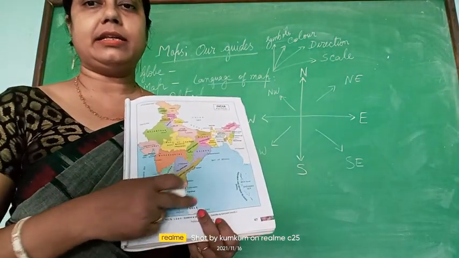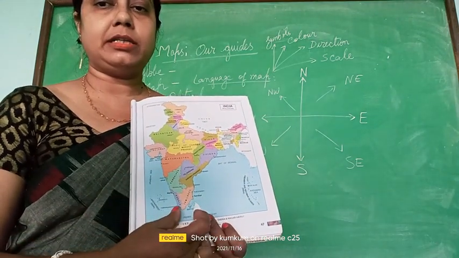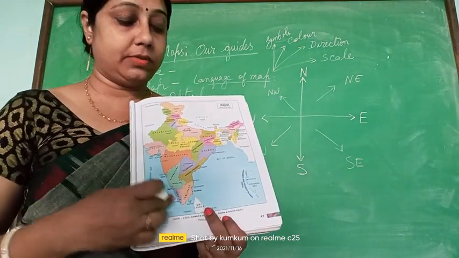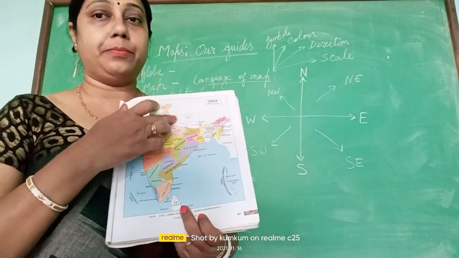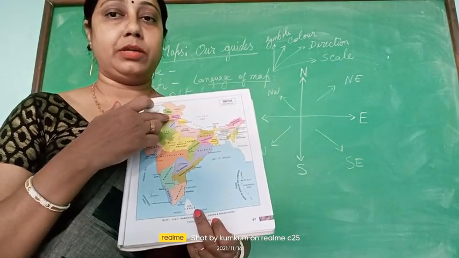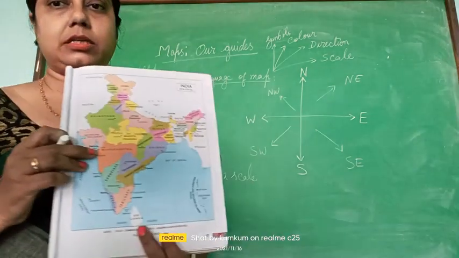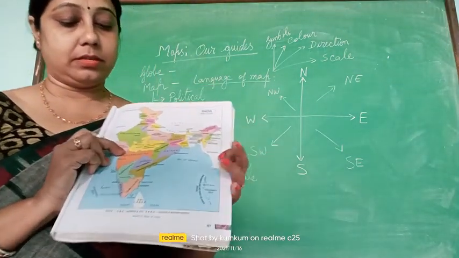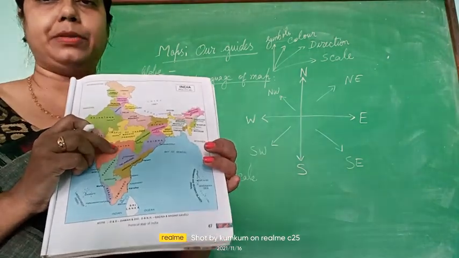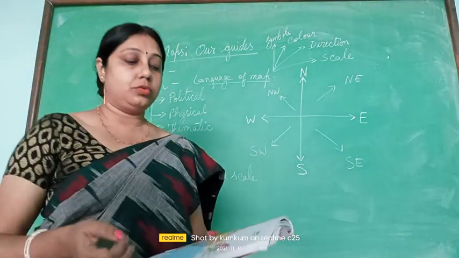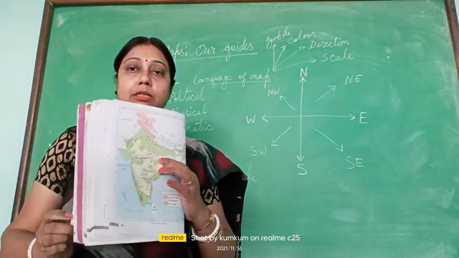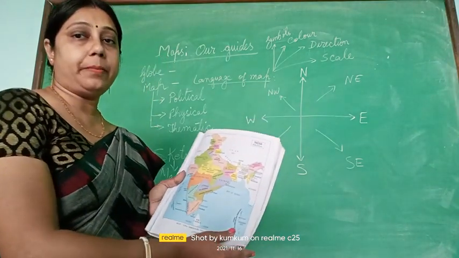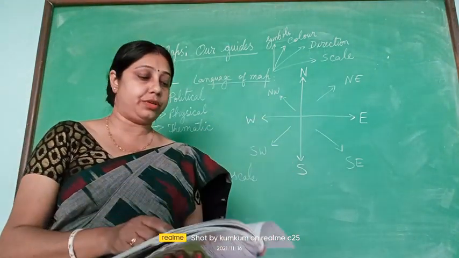On three sides, this portion is known as Peninsular India, and it is totally covered with oceans, and the uppermost part is covered with the mountain region. So it is the political map. Here also you have the marked dot, which means the capitals are given here. So these two maps are very important. This one is physical and this one is the political map of our country.